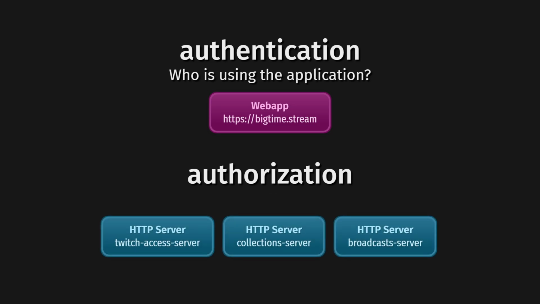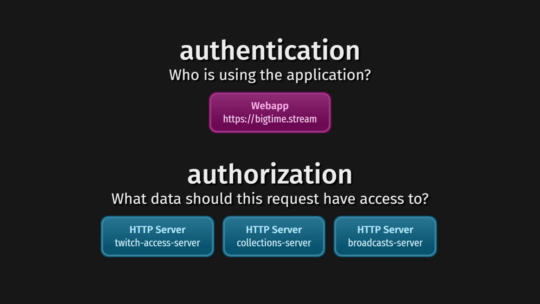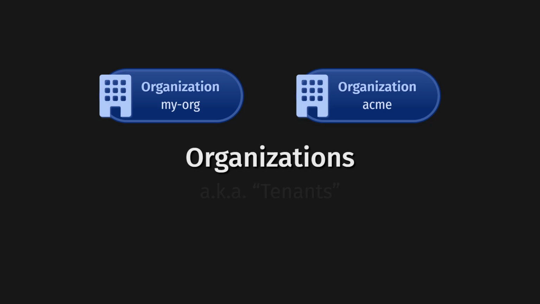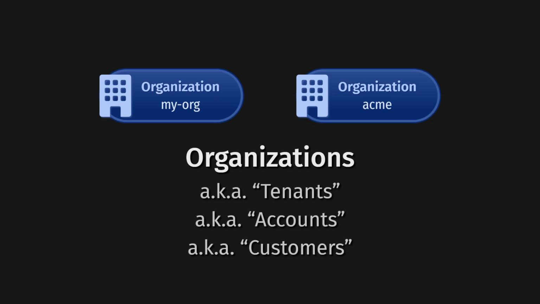As far as the backend services are concerned, though, we mostly don't care about who the user is. We just want to ensure that we're only exposing the data that they should be allowed to access. That's what authorization is about. Our application is multi-tenant, which means that we keep track of data from multiple different organizations. All of your data, regardless of what service is handling it, belongs within your organization.